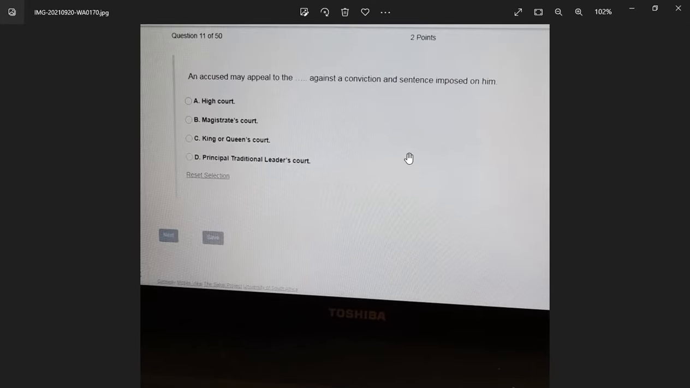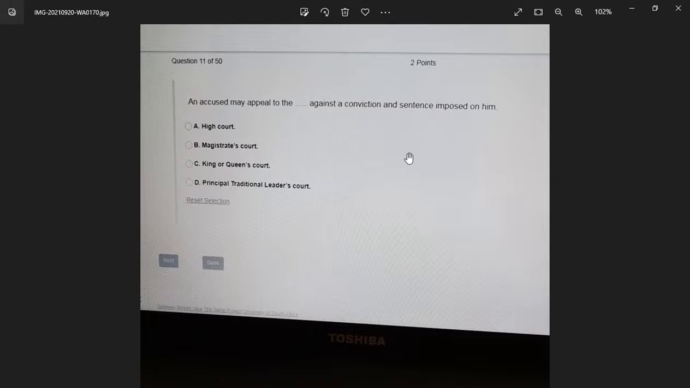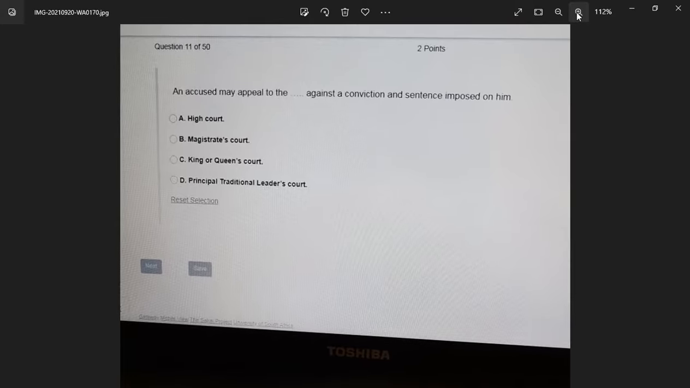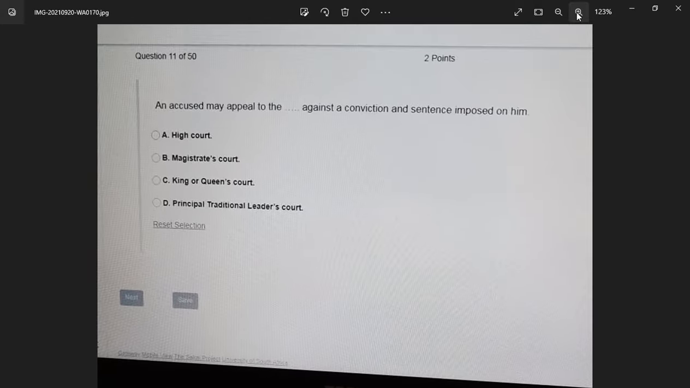I found all the answers to this in the study guide. I did not use the prescribed book. I don't know if you guys have a prescribed book, but I did not use it. I only used the guide, and this is where I found all the answers.